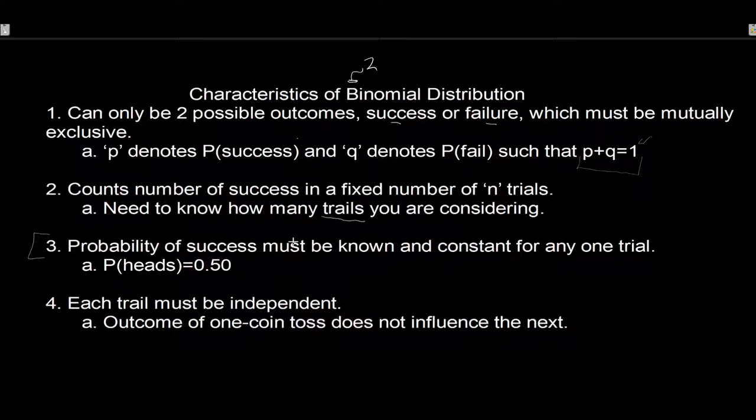Finally, each trial must be independent. That is, if you get a heads on one coin toss, that does not influence whether or not I get a head on the next coin toss. Entirely independent outcomes. One has no influence on the other. So these are the characteristics of the binomial.